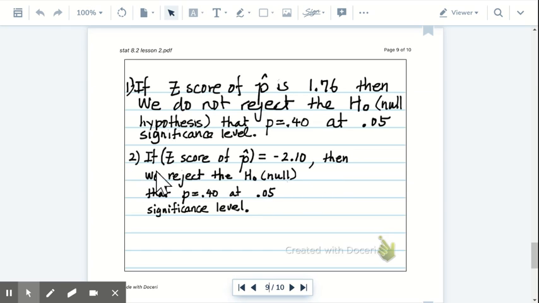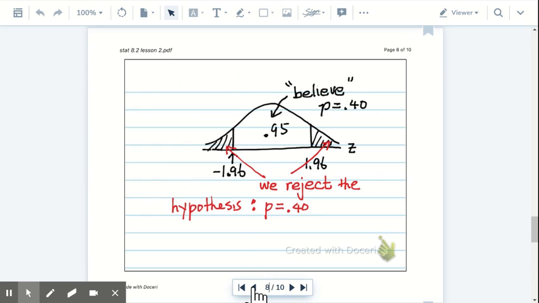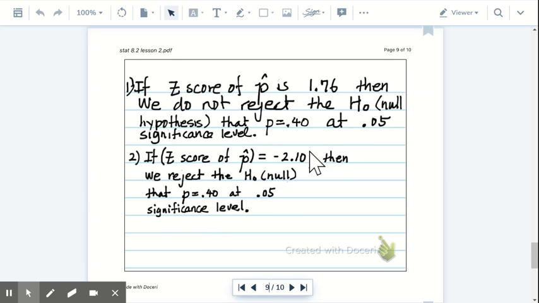Okay, in a second case, if z-score of p-hat is negative 2.10, in which case it is not in the middle 95%. It's not between negative 1.96 and positive 1.96. It's outside. Negative 2.10 is out here. So that means we're going to reject the hypothesis. So we reject the null hypothesis that p is equal to 0.40 at 0.05 significance level.